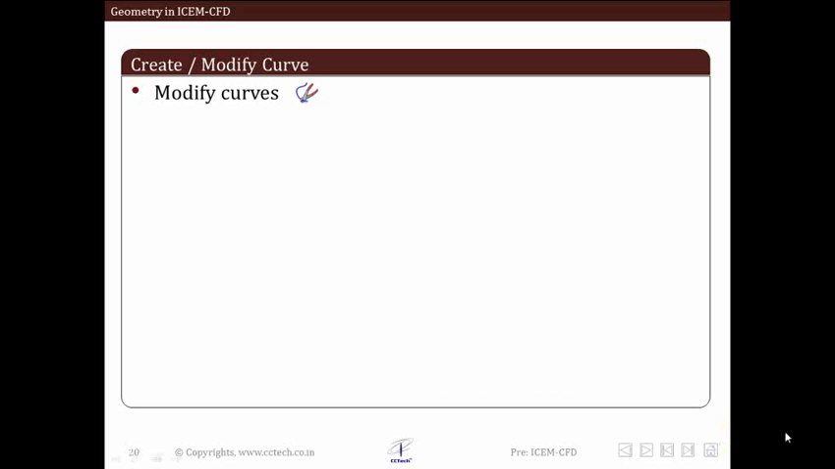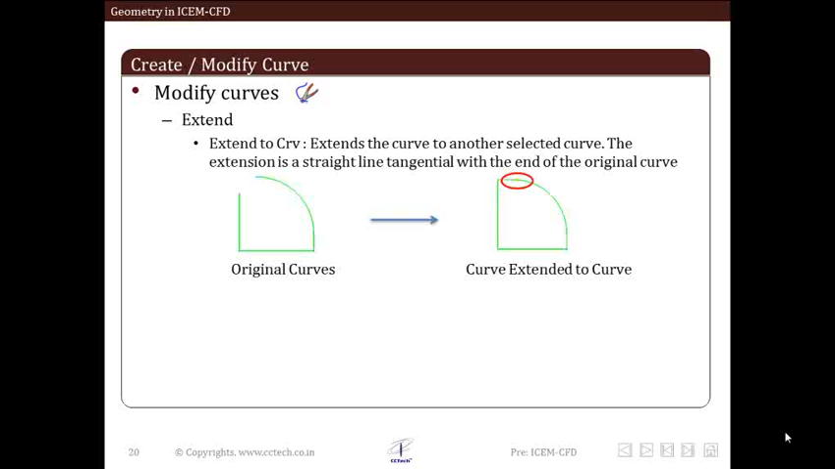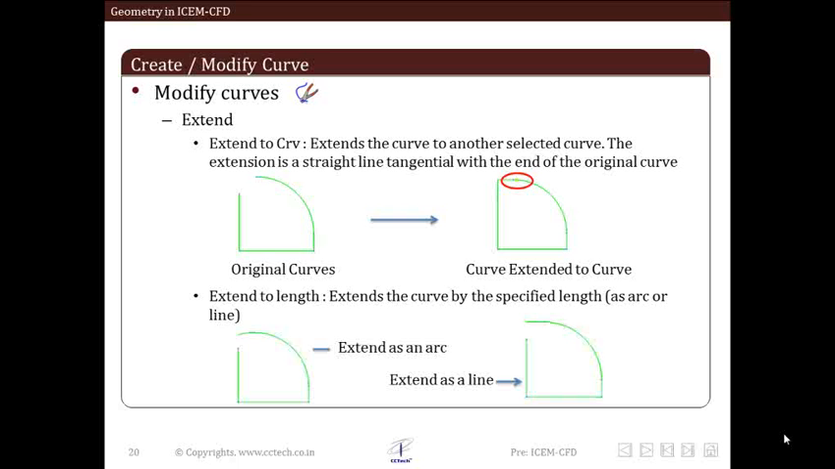The method of extend to curve allows us to extend a curve to another selected curve. This extension results in a straight line tangential with the end of the original curve. This method also allows us to extend the target curve along with the source curve by enabling the allow extend target curve option in it. The last method, extend to length, extends the curve by a specified length. If the curve is a straight line, then it will extend as a straight line. If the curve is an arc, it can be extended as an arc or a straight line.